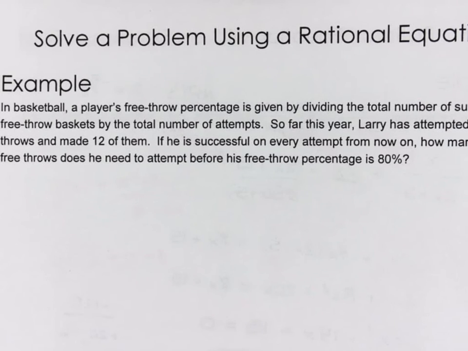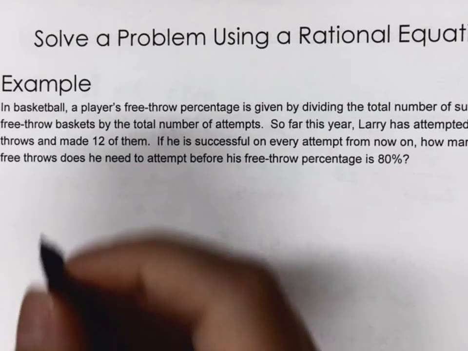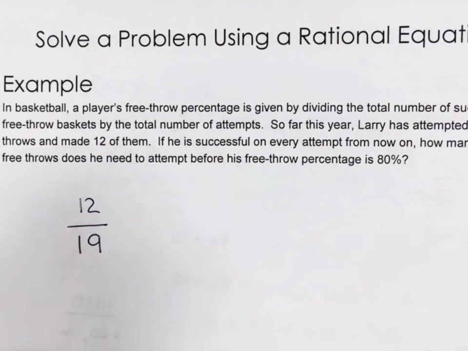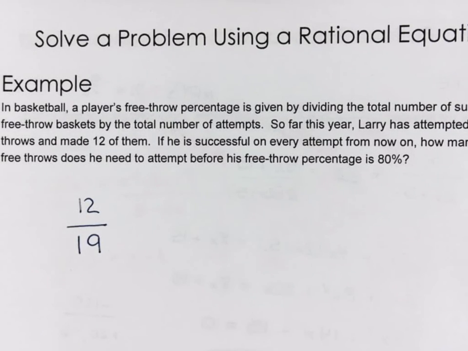Okay, so far Larry has attempted 19 free throws, and he's made 12 of them. Good job, Larry. 12 over 19, that's his success rate. If he is successful on every attempt from now on, how many additional attempts does he need before he has a percentage of 80? Because we know that 12 divided by 19 is 63%. So Larry's lacking a little. He wants it to get to 80%.